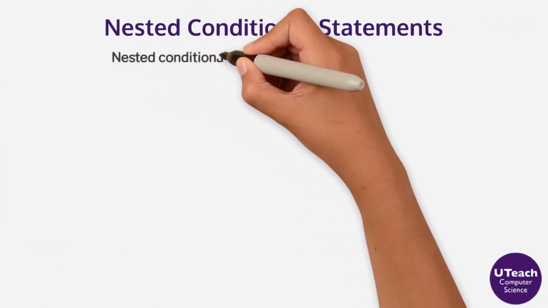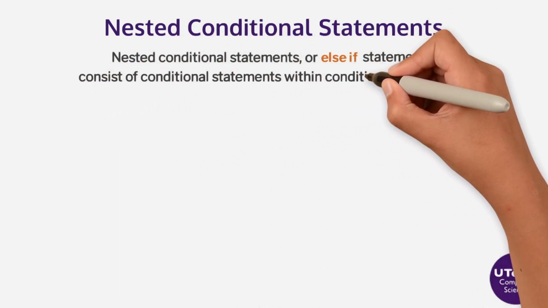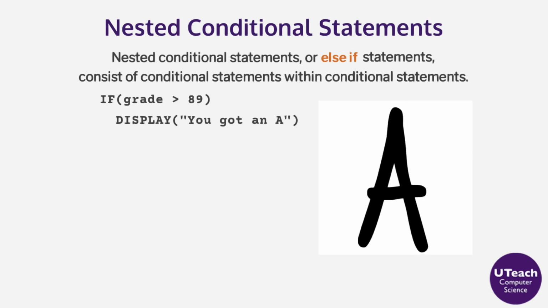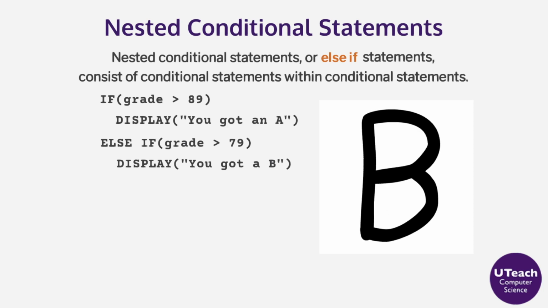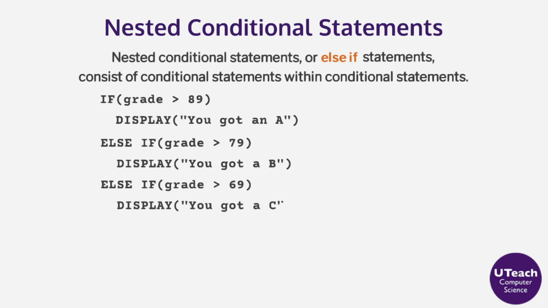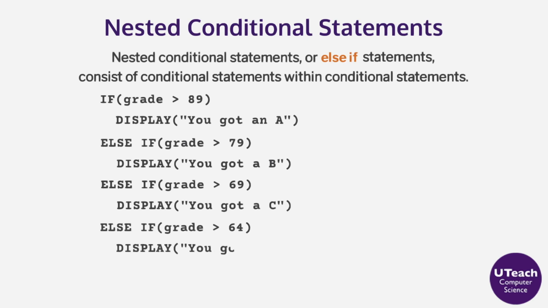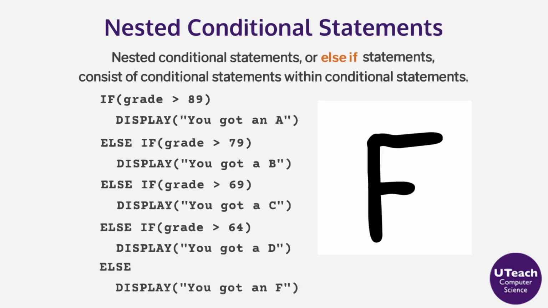Nested conditional statements, or else-if statements, consist of conditional statements within conditional statements. For example, checking a student's numeric grade to assign a letter grade. If grade is greater than 89, you got an A. Else, if grade is greater than 79, you got a B. Else, if grade is greater than 69, you got a C. Else, if grade is greater than 64, you got a D. Else, you got an F.